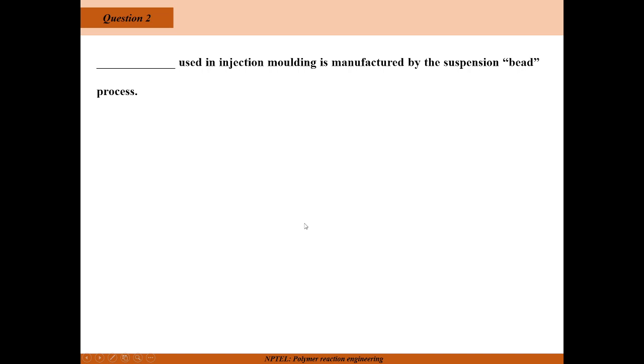So, dash is used in injection molding and is manufactured by the suspension bead process. What I'm basically asking is, what kind of polymer is used in injection molding, which is manufactured by the suspension bead process? What polymer is basically used to fabricate injection molding?